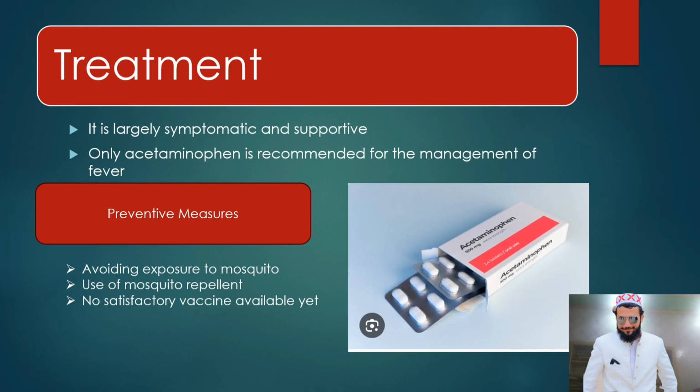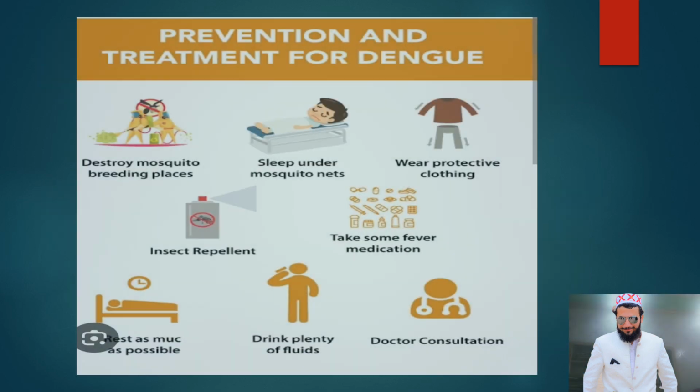Treatment: it is largely asymptomatic and may be symptomatic and supportive. Treatment is given based on the symptoms. There is no specific treatment for dengue virus and there is no vaccine available. Only acetaminophen is recommended for the management of the fever. Preventive measures: avoiding exposure to mosquitoes, use of mosquito repellent. No such vaccine is available yet.